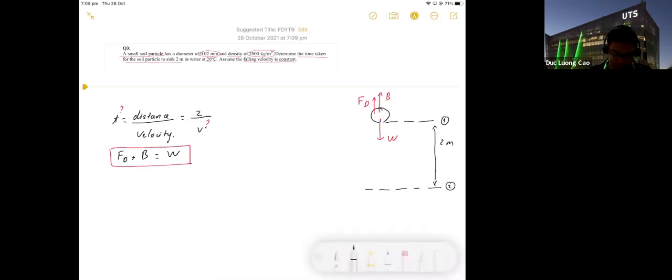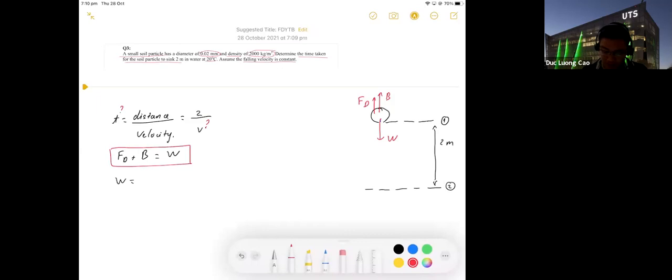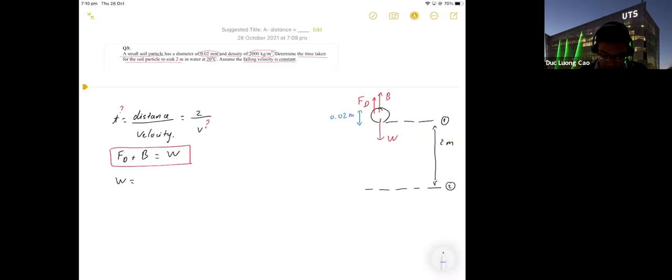With the weight of the particle, remember the equation? The diameter of this one is 0.02 millimeter, or 2 times 10 minus 5 meter. It's a very, very small particle. How about the weight of the particle? Remember the equation?